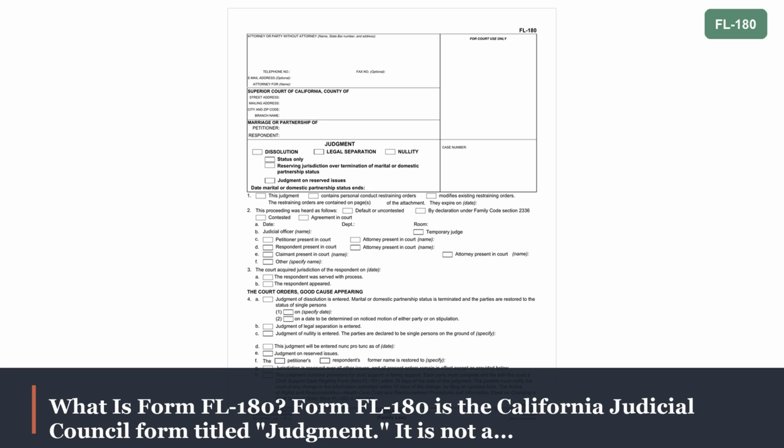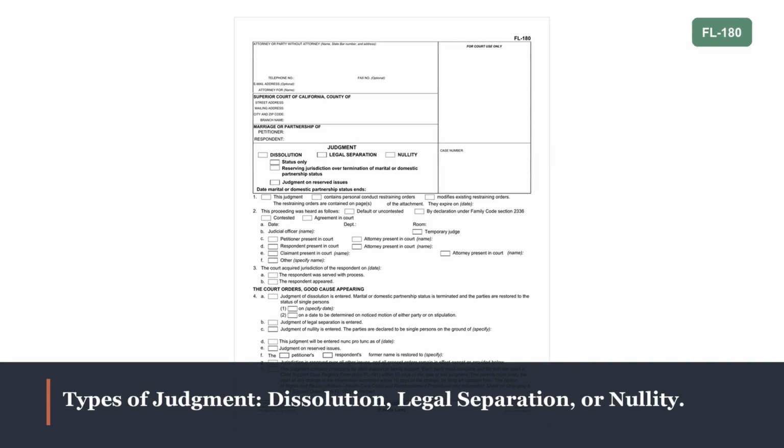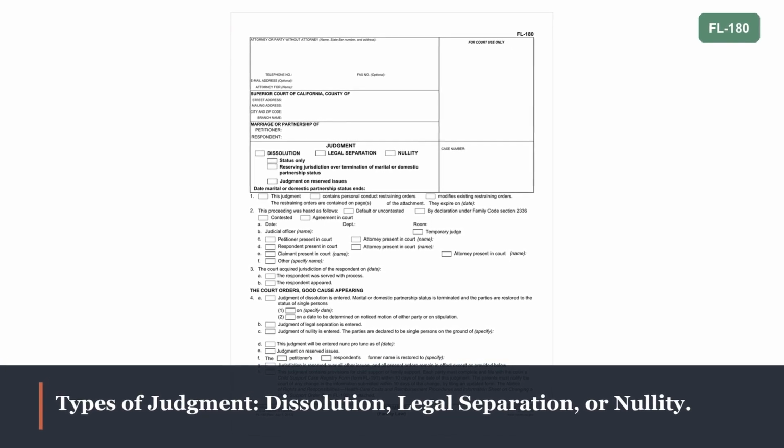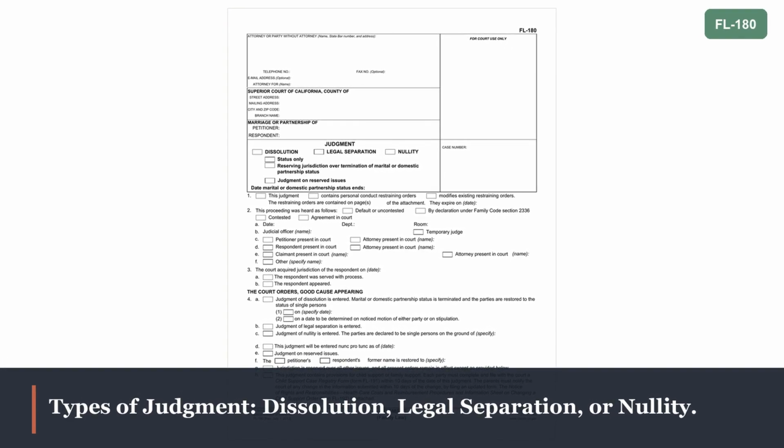It identifies the parties and case number, states which outcome the court is granting, sets the date your marital status changes, and attaches or incorporates the terms that actually resolve property, support, and custody. Everything that came before it, the petition, the response, disclosures, and any settlement agreement, exists to build toward this one form.